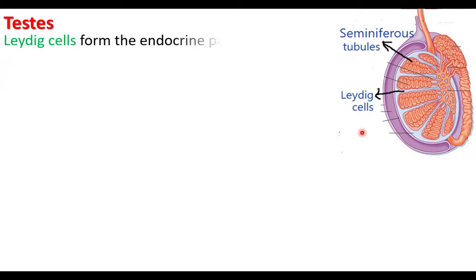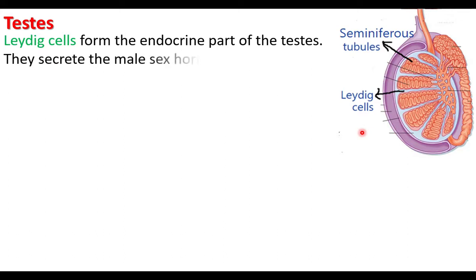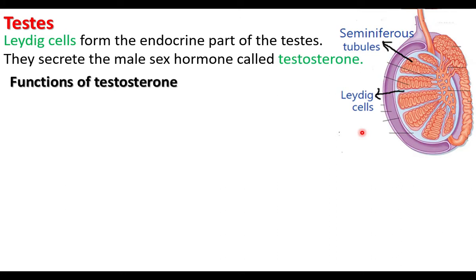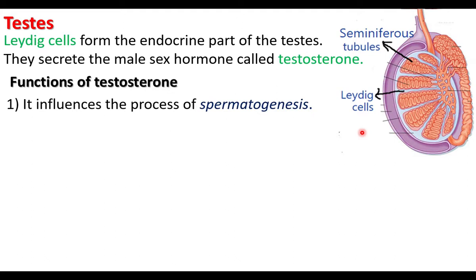Leydig cells form the endocrine part of the testes. They secrete the male sex hormone called testosterone. Now let us see the functions of testosterone. It influences the process of spermatogenesis. What is spermatogenesis? The formation of sperm is called spermatogenesis. Spermatogenesis takes place inside the seminiferous tubules. Inside the seminiferous tubules, the sperm production is influenced by the hormone secreted by Leydig cells.